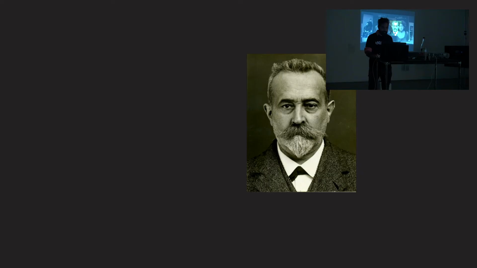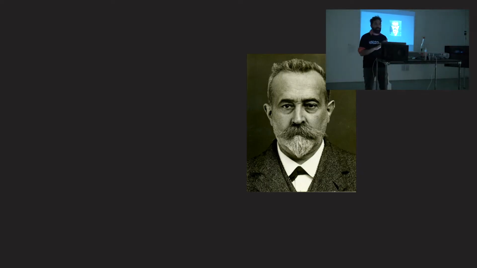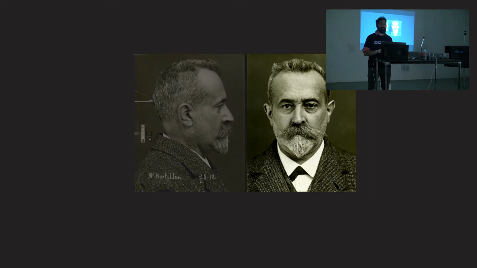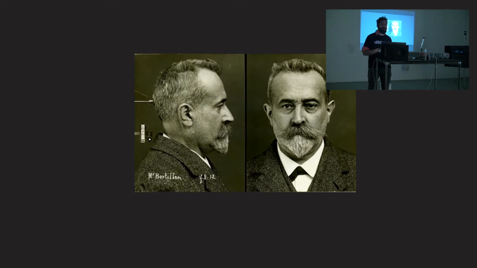Not until this person enters the scene. This is Alphonse Bertillon. Alphonse Bertillon was a police officer in the Paris station. He was also the son of a statistician, and he's considered the father of the mugshot. And you all know this composition. This has become the image of criminality.